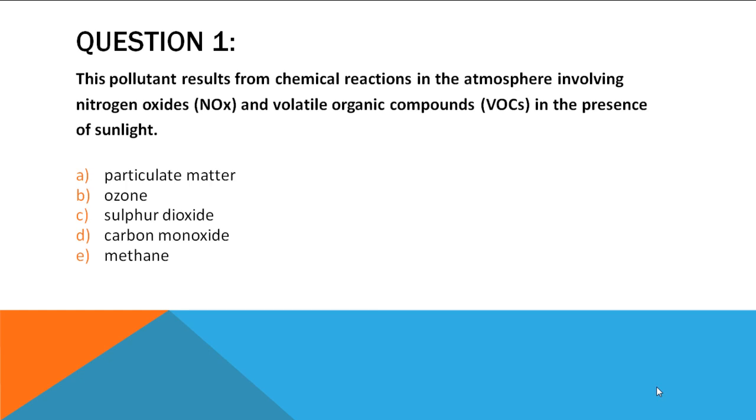Question 1. This pollutant results from chemical reactions in the atmosphere involving nitrogen oxides, or NOx, and volatile organic compounds, or VOCs, in the presence of sunlight. Is it A, particulate matter, B, ozone, C, sulfur dioxide, D, carbon monoxide, or E, methane? The answer is B, ozone.